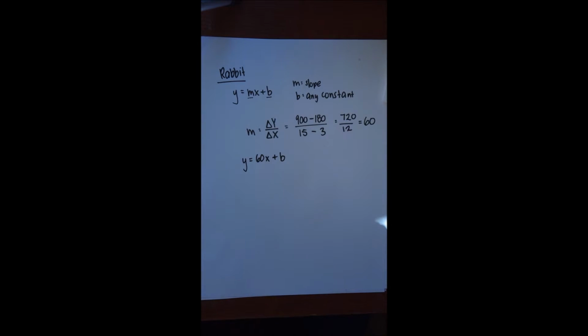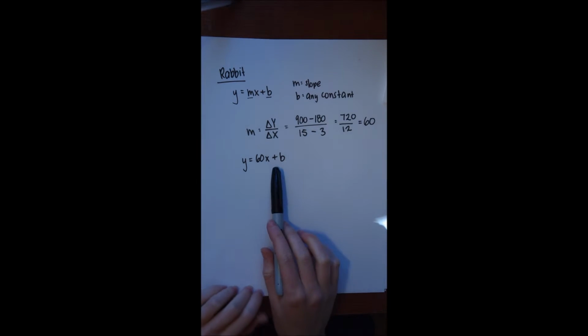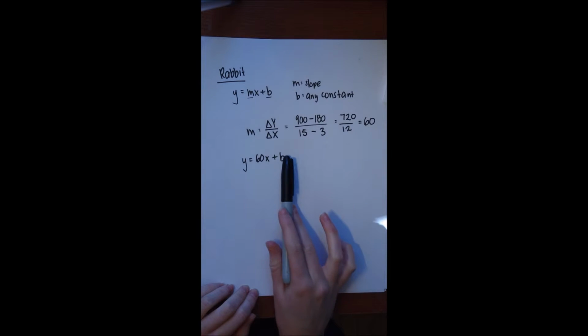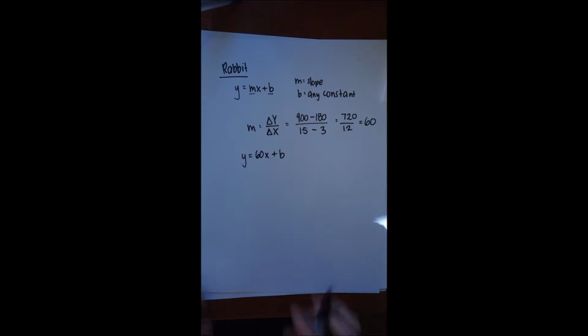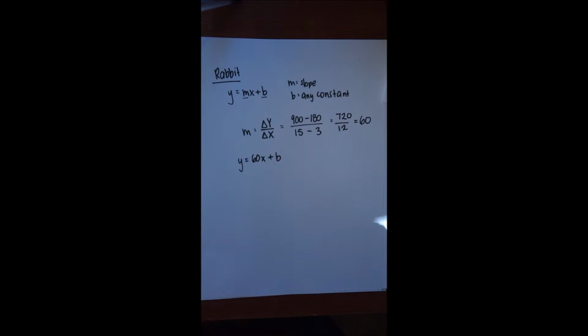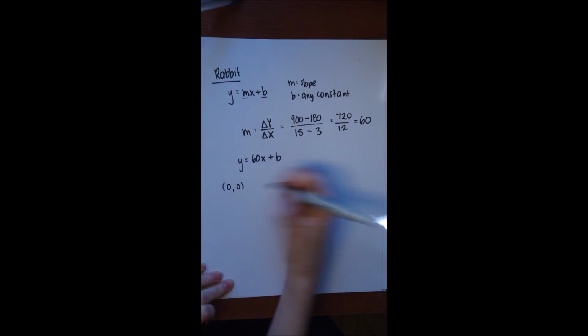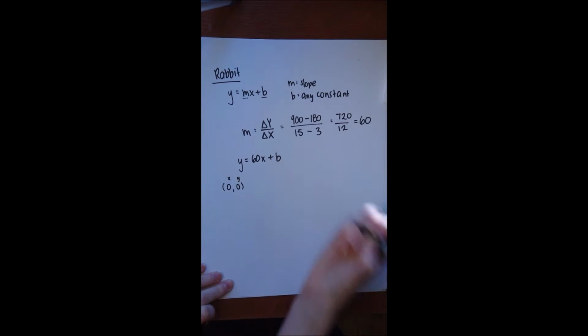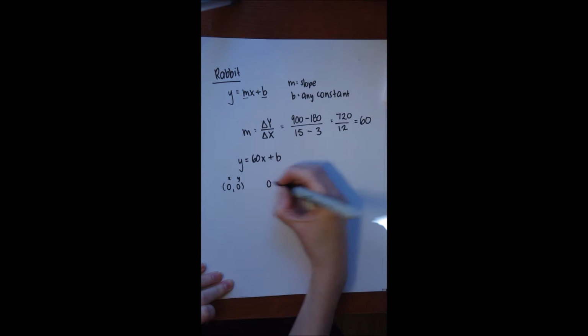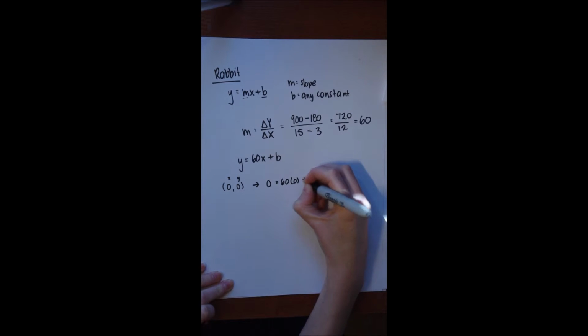Now we need to solve for our constant. In order to solve for our constant, we can choose any point that we are given, replace it for our x and our y value, and then solve for b, because b will be the only thing that we don't know in our equation. For simplicity, 0, 0, or the origin, is always a very good point to choose. It cancels out a lot of things very nicely. So let's choose the point 0, 0. This is going to be our x value and our y value. So we have 0 is equal to 60 times 0 plus b. 0 is equal to b.